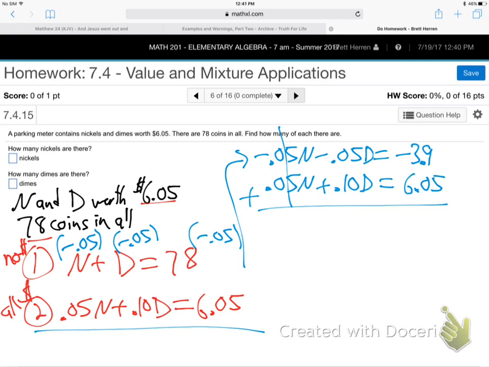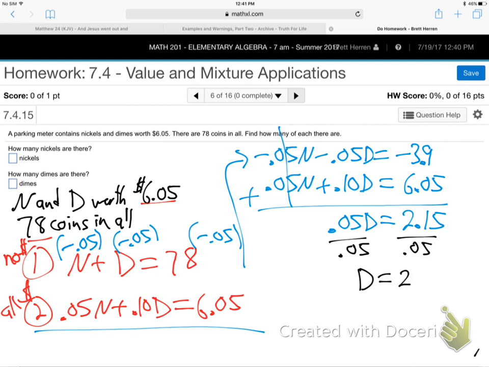Is that good? Subtract these, 0.05D. Subtract these for 2.15. Divide by 0.05. So 23? 43. 43 dimes.